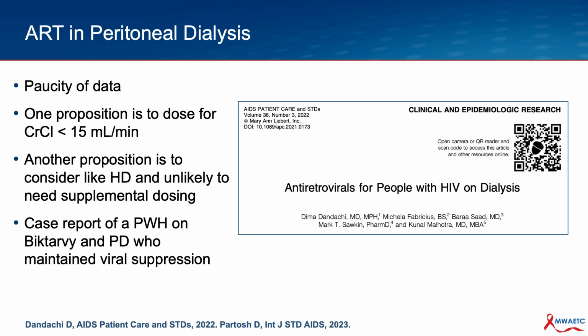I personally think that ART in peritoneal dialysis is a neglected topic. And so there's this one review that includes a little bit about it, and I've included that here. One proposition is to dose as though your patient has a creatinine clearance less than 50. And another proposition is to just consider it like HD and that it's unlikely to need supplemental dosing. There is one case report of a person with HIV who is on Biktarvy and PD who maintained viral suppression.